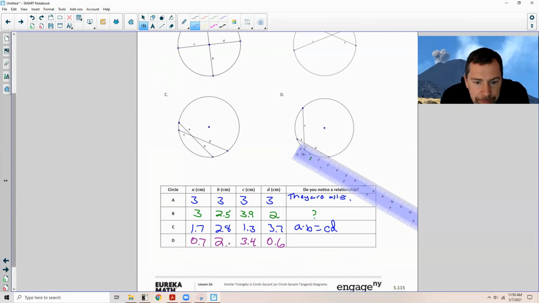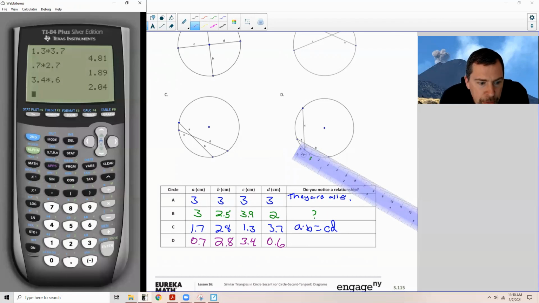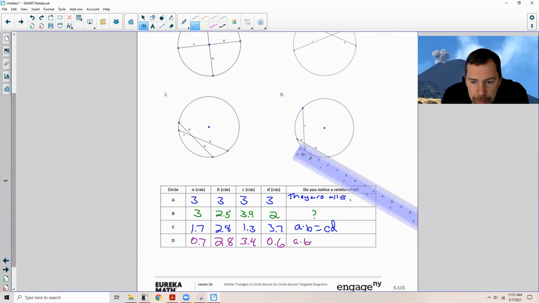What would happen? 0.7 times 2.8 equals 1.96. This is 1.89. So it's supposed to come out to be A times B equals C times D. I'm probably running into problems here because of the scaling. If you're doing this on paper, hopefully Engage New York has printed some so that it's really accurate and it's coming out so that A times B equals C times D, because that is the formula.